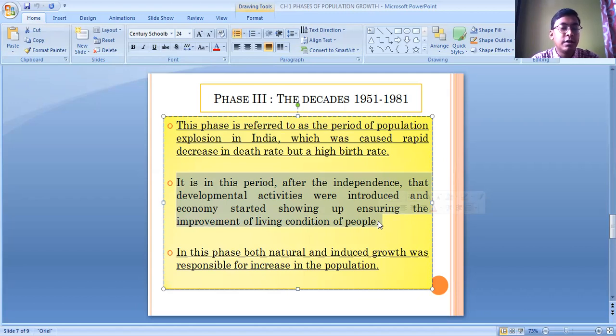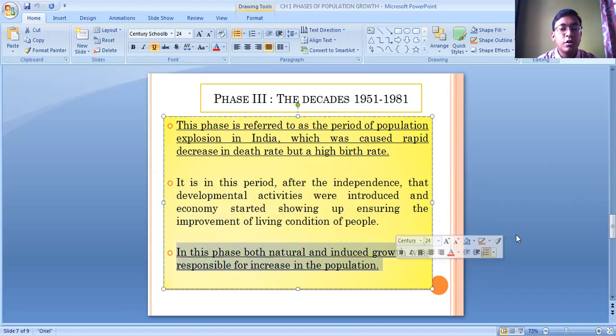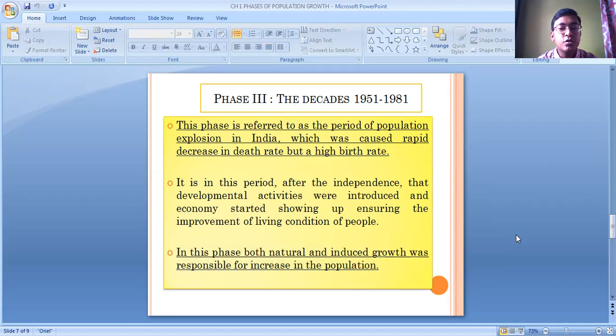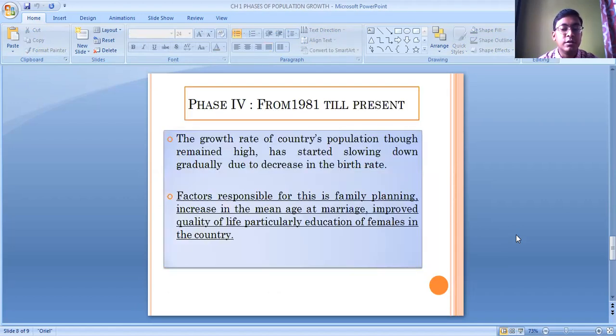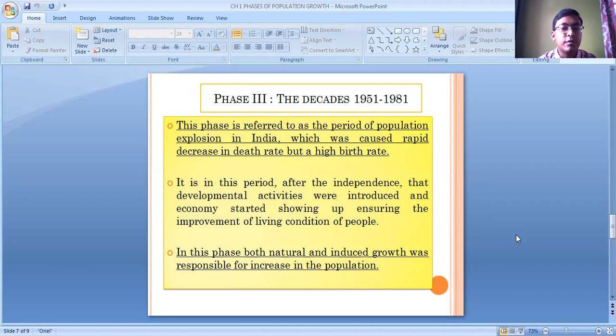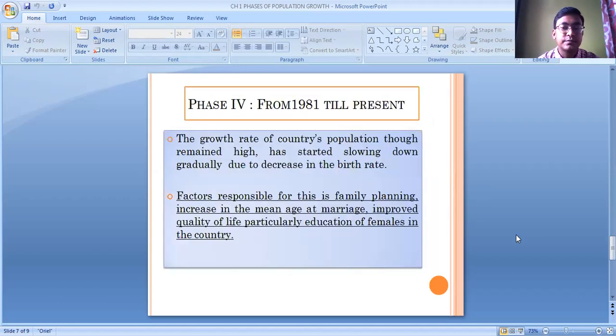During this period, 1951 to 1981, our country started developing. Focus was given to agricultural development and irrigation facilities, so the living condition of the people started improving. This was also a reason. In this phase, both the natural and the induced growth were responsible for the increase in population, because many people migrated from our neighboring countries, and this is the reason that the population suddenly exploded.